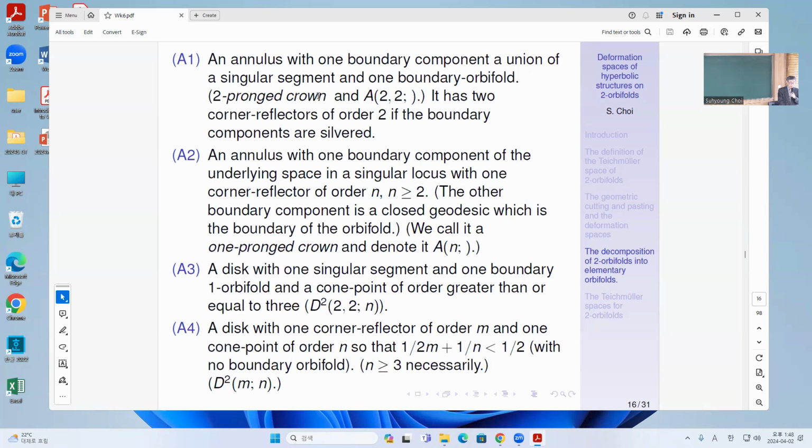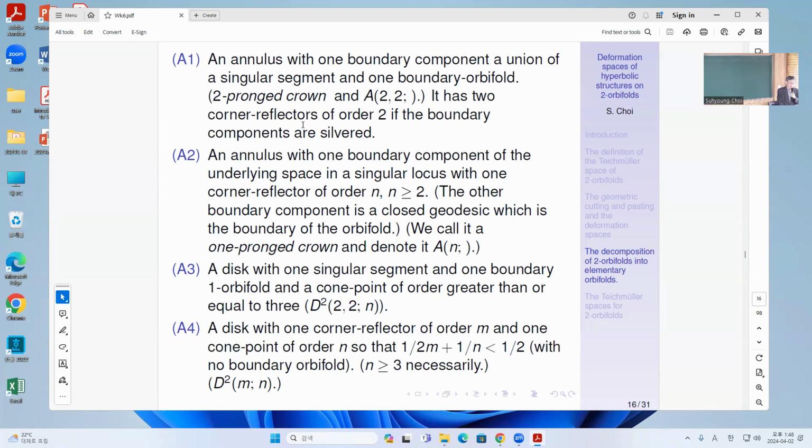So we call this the two-pronged crown. It looks like a two-pronged crown, right? That's a name given by Thurston, and the point here is that you have to fully sever one boundary component. Without it being severed, you still call it 2, 2. The names are usually given when you sever everything.